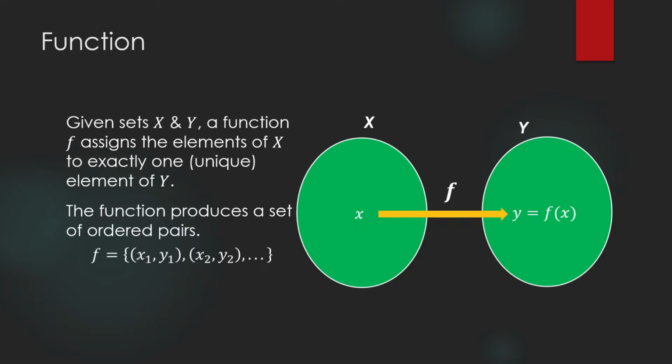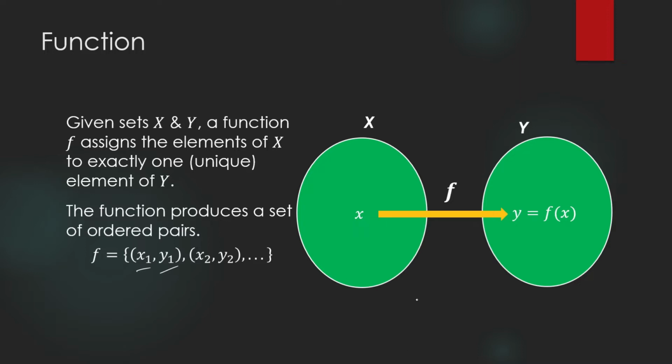Given sets x and y, a function f assigns the elements of x to exactly one element of y. To assign the elements of x to exactly one element of y is another way of saying that you will assign the elements of x to a unique element of y. This pairing, this mapping produces a set of ordered pairs, okay? We call x the first coordinate and we call y the second coordinate.